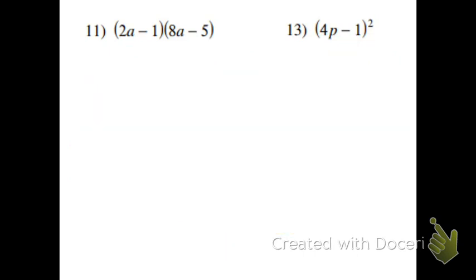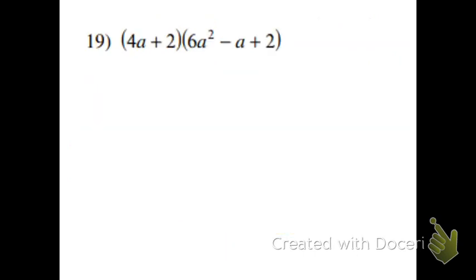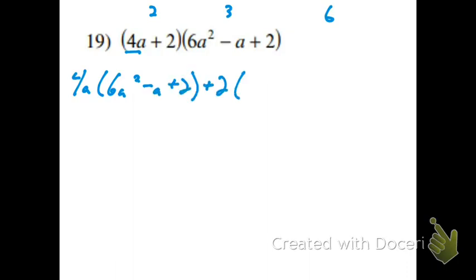And these ones get a little bit more difficult here, because now I have a binomial times a trinomial. And as previously mentioned, when you have 2 terms times 3 terms, we should end up with 6 terms after multiplying through. So we're going to start by distributing to 4a. So 4a times 6a squared minus a plus 2, and plus 2 times 6a squared minus a plus 2. So I took each of these 2 terms and distributed it to that.